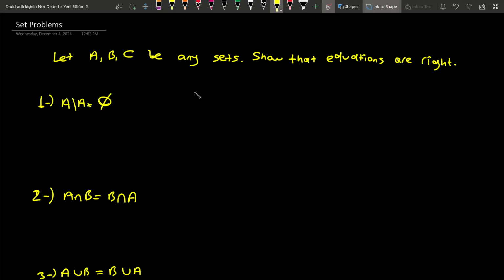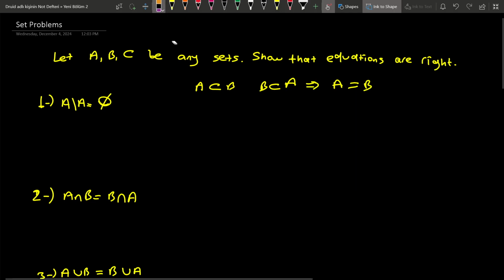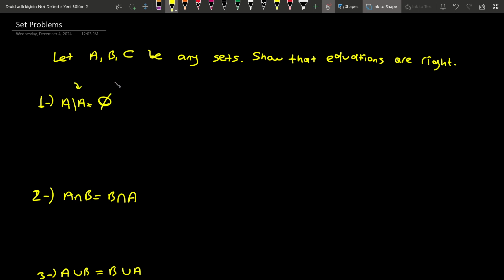If we remember that if A is a subset of B and B is a subset of A, this is only possible when A is equal to B, right? So if we want to show an equation is correct, we will start here and finish here, and then we will start here and finish here. But don't worry, after doing the first part, the second part is way easier because it's just directly backwards. So let's begin. X belongs to A minus A.